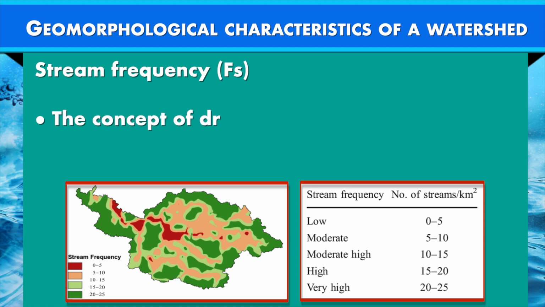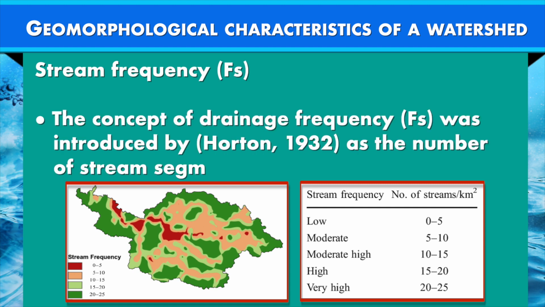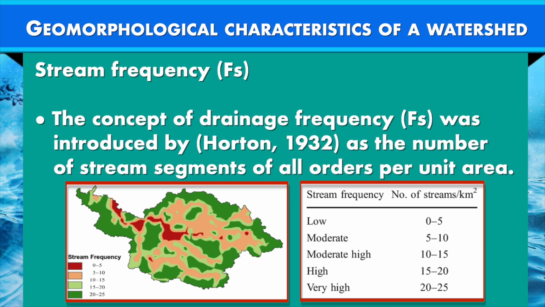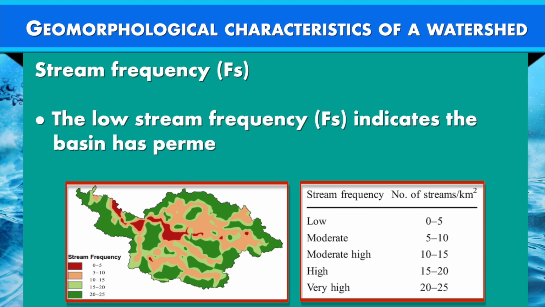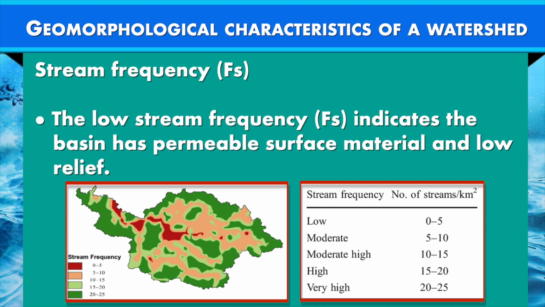The concept of drainage frequency is the number of stream segments of all orders per unit area. The lowest stream frequency indicates that the basin has permeable surface material and low relief.